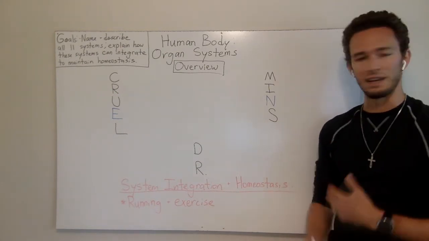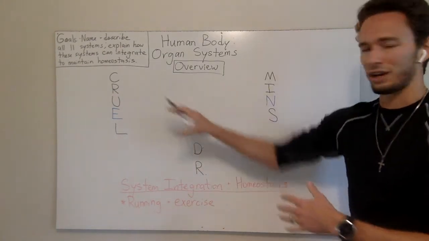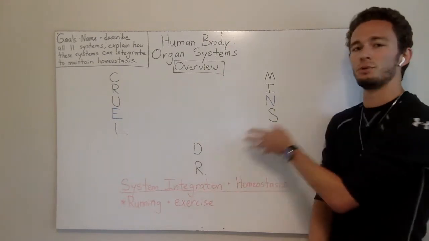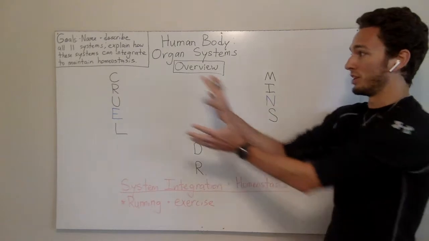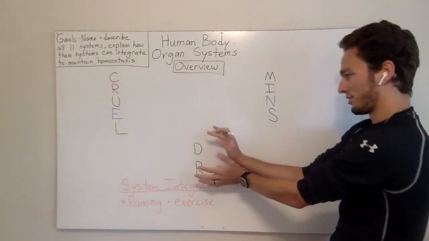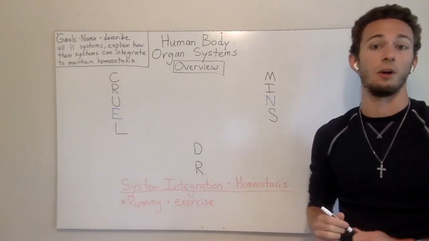So we're going to get started in that order. It's not organized in a certain way. This is just to help you remember the 11 easily. They are by no means like, oh, this is one section of the body or this is another section of the body. This is just to help you memorize.